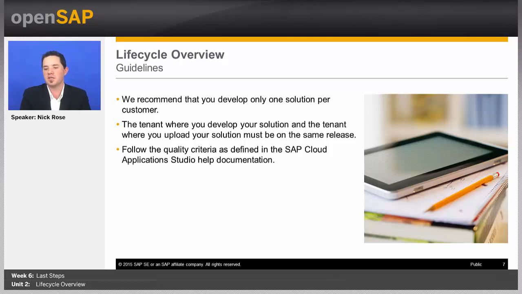Some guidelines at the end. One thing we recommend is that you keep to one solution per customer as best as you can. The reason is that, as we talked about earlier, any solution that we develop, only the content of that solution can work within that solution. If I develop two solutions on one tenant, they can't talk to each other. I think we talked about this in the solution type unit: solutions are separate from each other. They don't know that each other exists.